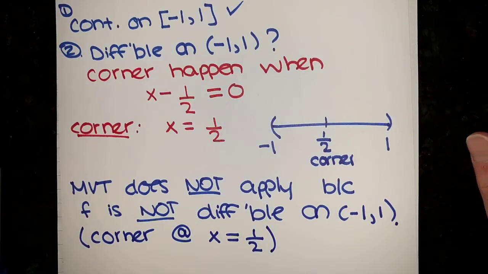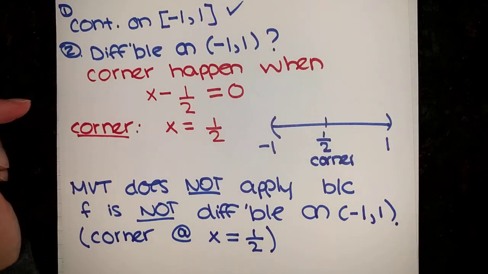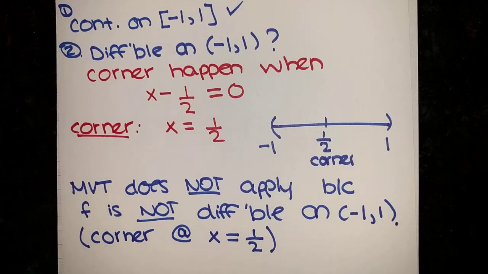I really want you to realize that when you have this absolute value, you have to be super careful about where the corner happens. Sometimes it's a little bit more involved to figure out where the corner happens. But when you just have a horizontal shift like we have here, it's going to happen when that quantity inside of the absolute value is equal to 0. And so in this case, the corner happens inside of the interval, so we have to say the mean value theorem does not apply.